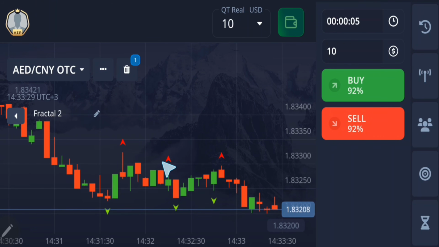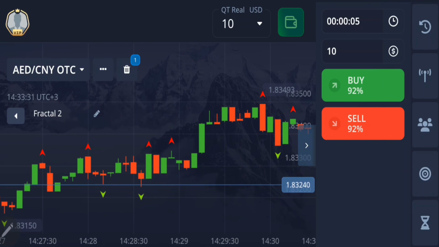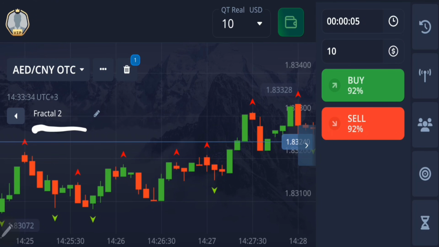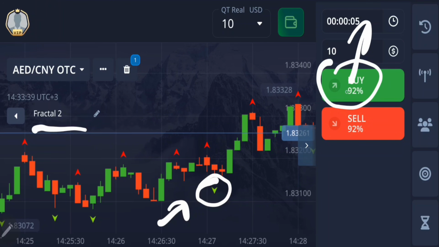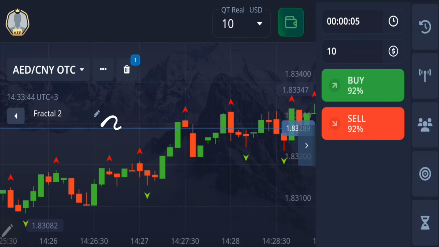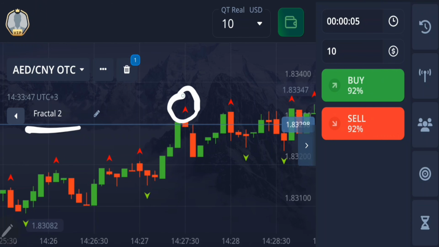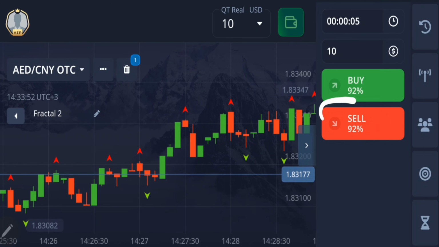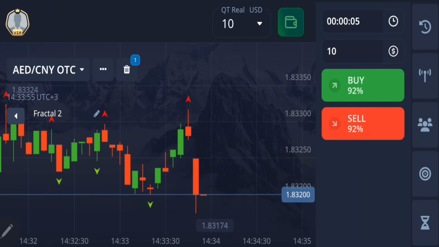Now let me explain how the strategy actually works, and I'll show you how to work with this fractal indicator. Now take a closer look at the chart. When there is a green arrow on fractal indicator, like this, we need to buy a call option. In other words, we press this green buy button. And there's also an opposite situation. When there is a red arrow on fractal, we should buy a put option. In other words, we press this red sell button. There it is. As you can see, that's about it. No big deal at all.